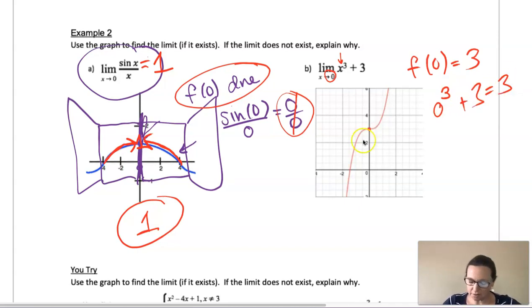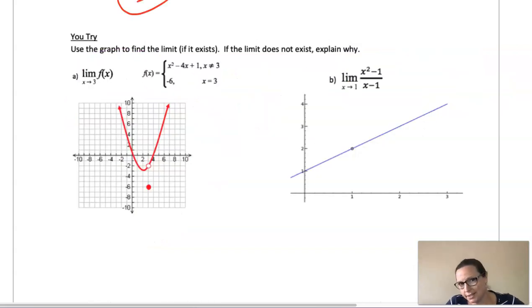And then I can also see on the graph that the y values on the left are coming up to 3 and on the right are going down to 3. So the limit is also equal to 3. So that's what it looks like when the limit equals the value of the function. There's no break in the function. It just continues all the way through. So let's go ahead and finish up with these you-try-its together.